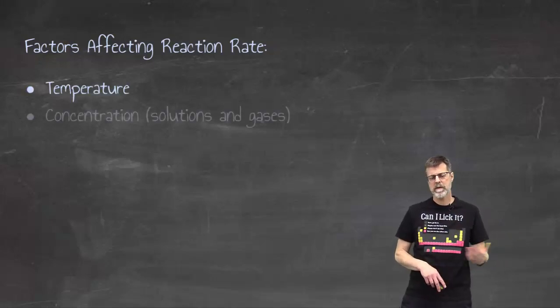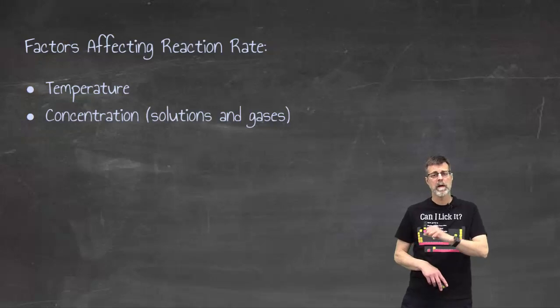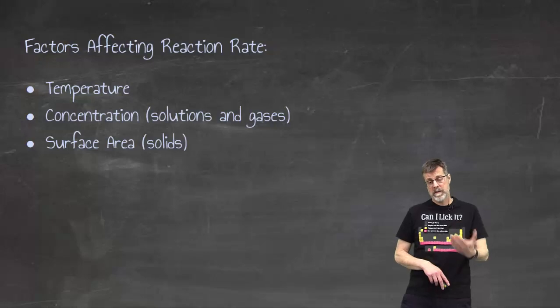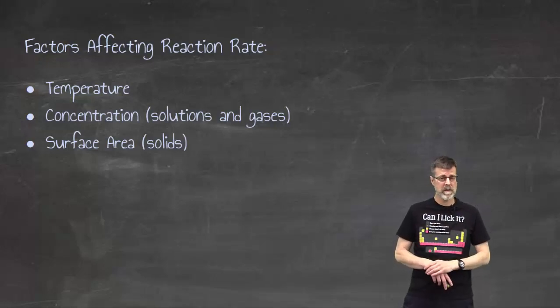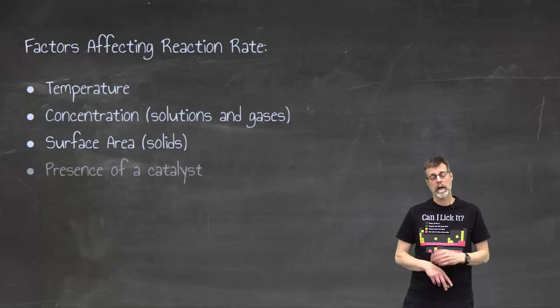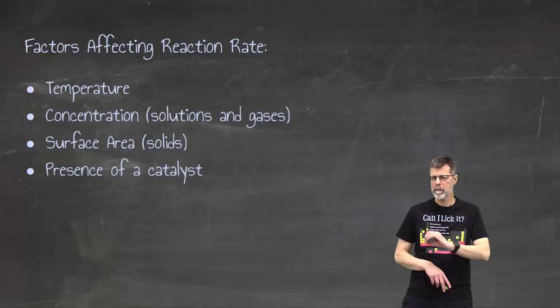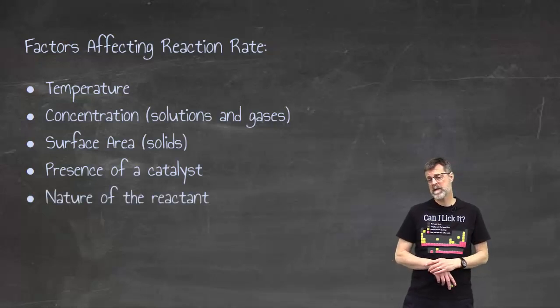Okay, it starts out with temperature. Temperature is going to have a double effect. We'll talk about that. Concentration, if I'm talking about solutions or gases. Concentration is how many things are there. Surface area, if I'm talking about solids. Now, concentration and surface area are going to go kind of together. Certain things I talk about concentration, other things it's going to be surface area, and it really depends on the state. Presence of a catalyst. We'll talk about catalyst briefly in a couple of minutes, but we'll do a little bit more of it in class. And then the last thing is the nature of the reactant.